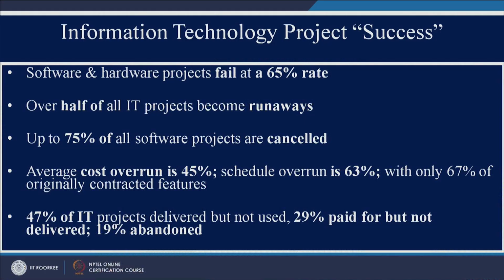There are a couple of research studies in which people have said that software and hardware projects fail at a 65% rate. Over half of all IT projects become runaways, you do not complete them in time. Up to 75% of all software projects are cancelled due to some reason or other. Average cost overrun is 45%, schedule overrun is 63%, with only 67% of originally contracted features.